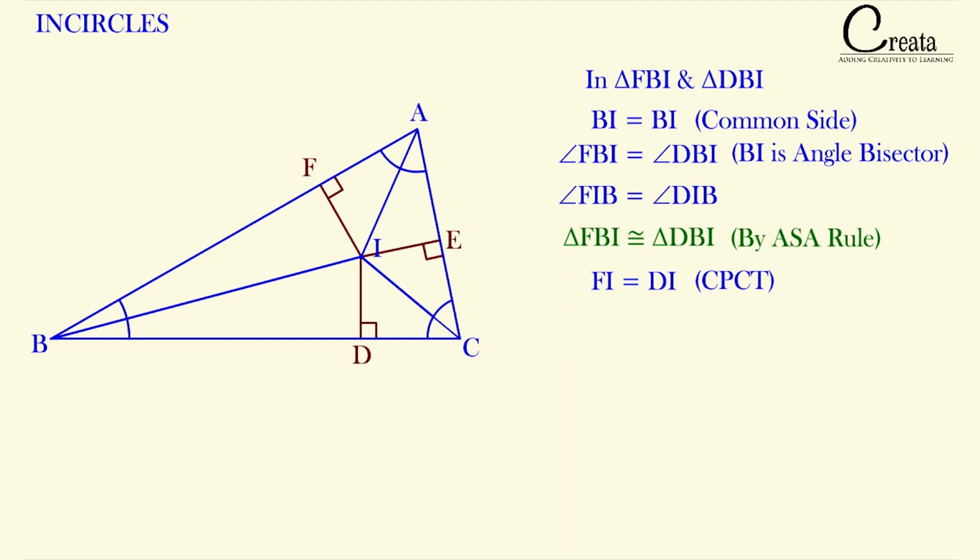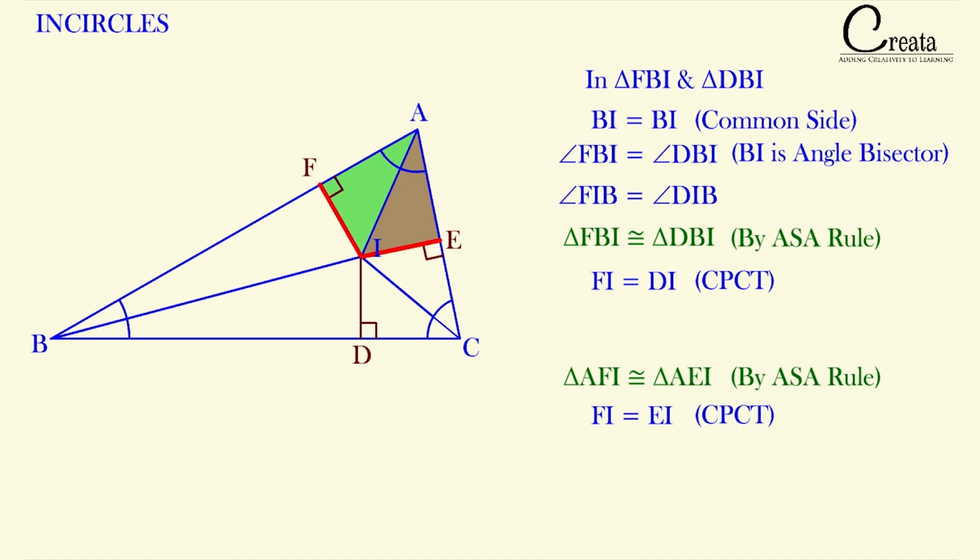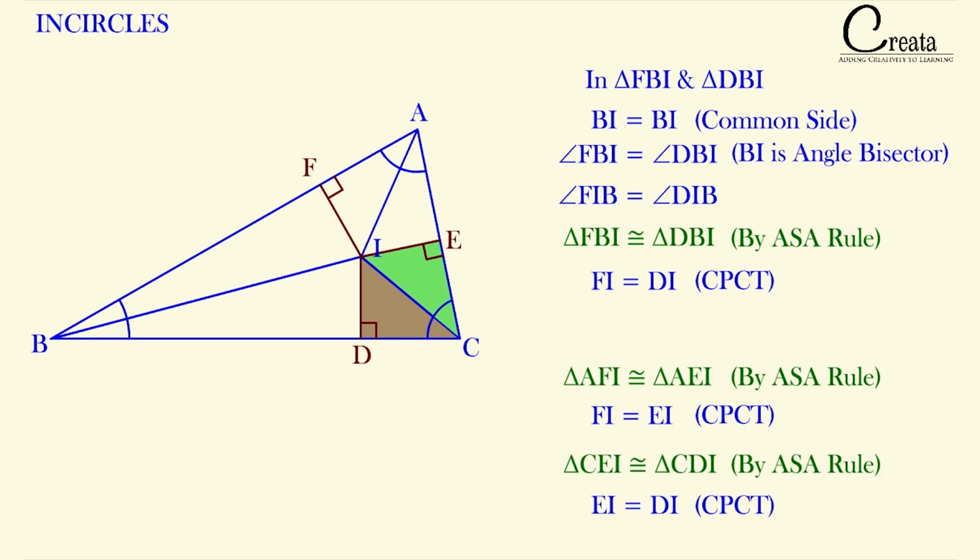Moving further, if we take these two triangles, that is triangle AIF and triangle AIE, here also can we say both of these triangles are congruent to each other? We have used the same philosophy, so we got FI is equal to EI. Similarly, if we take these two triangles, that is triangle CEI and triangle CDI, we got EI is equal to DI.